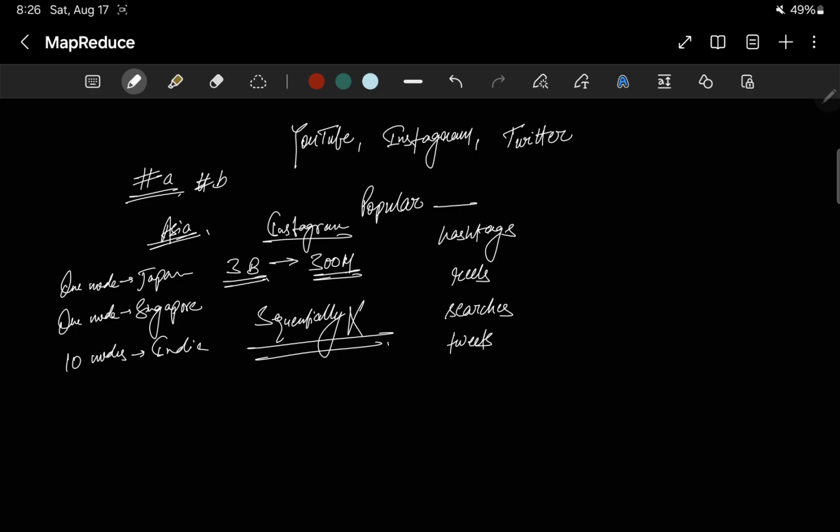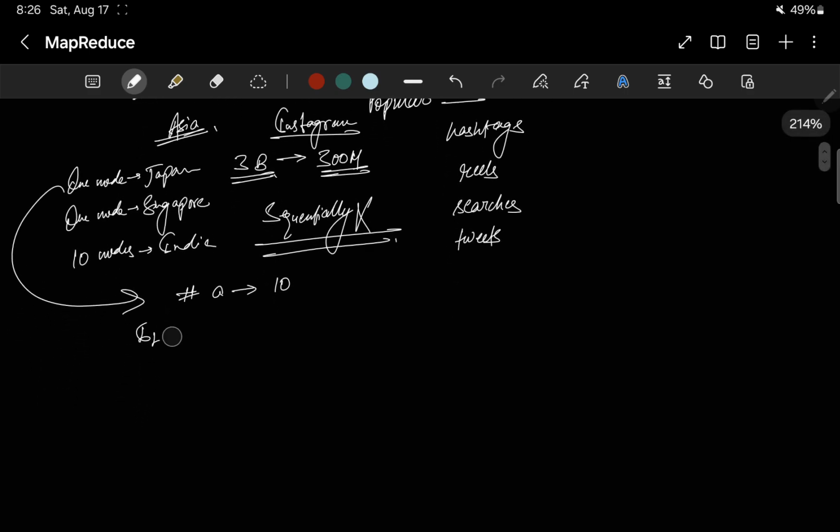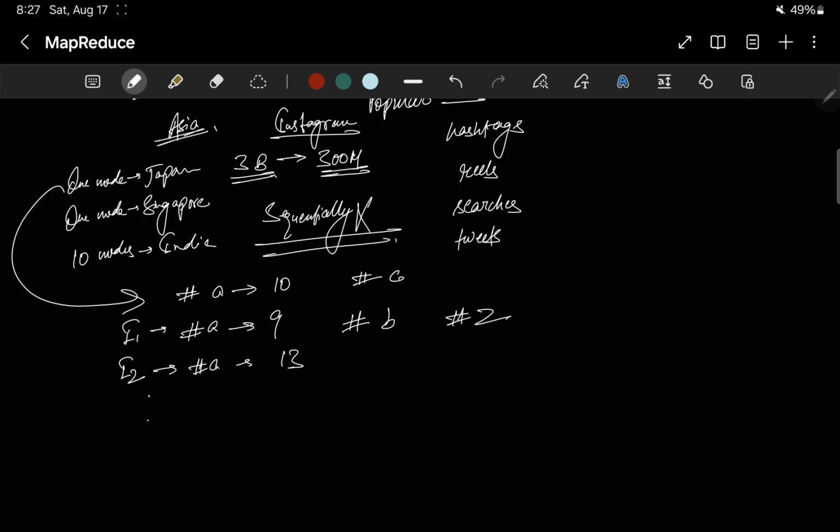Just take an example. Okay, so let's say Japan gave that hashtag A was posted 10 times. In India, each node, let's say the I1 node, reported that hashtag A was posted 9 times. I2 node reported that hashtag A was posted 13 times, right? So all the nodes will report their data. Again, not only for A, let's say in Japan, some hashtag C was posted. In India, I1, some B posted, some Z posted, right?